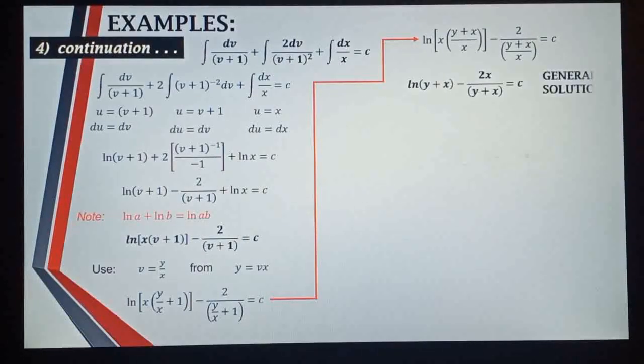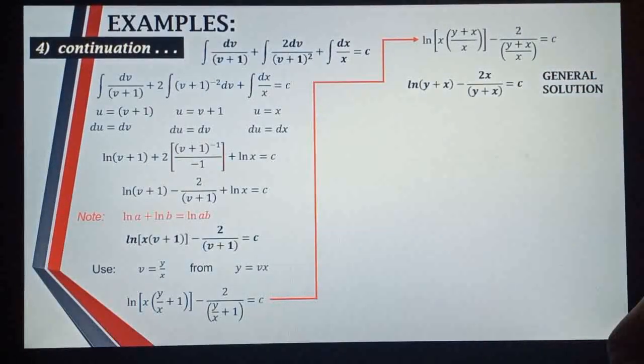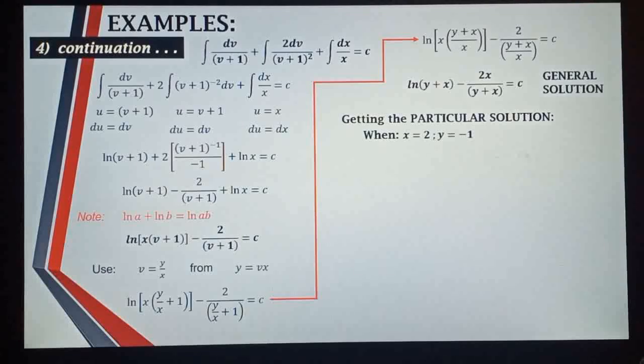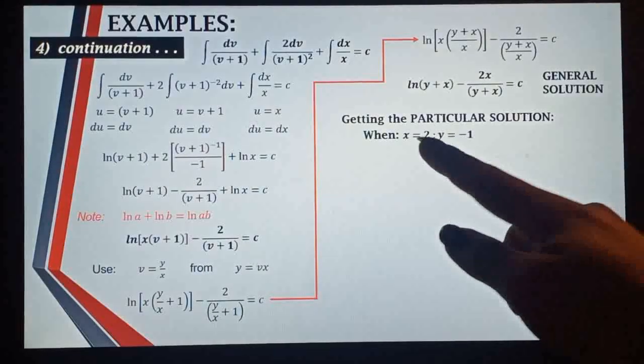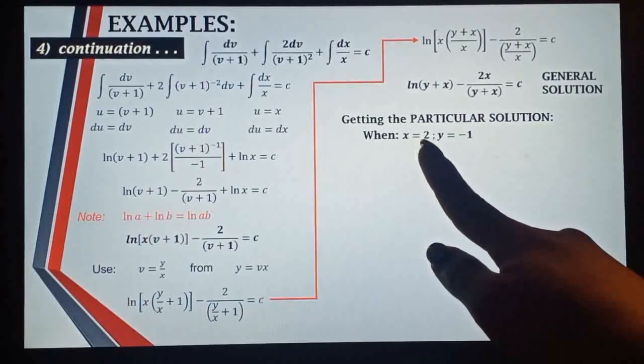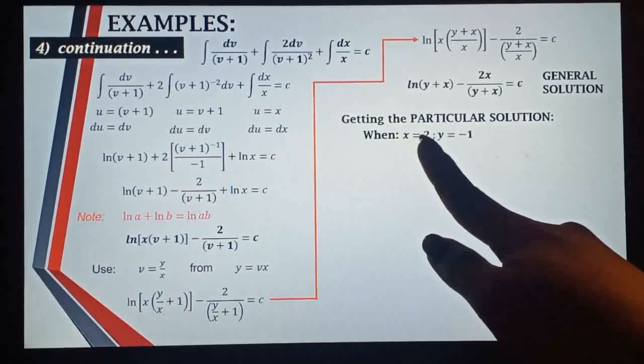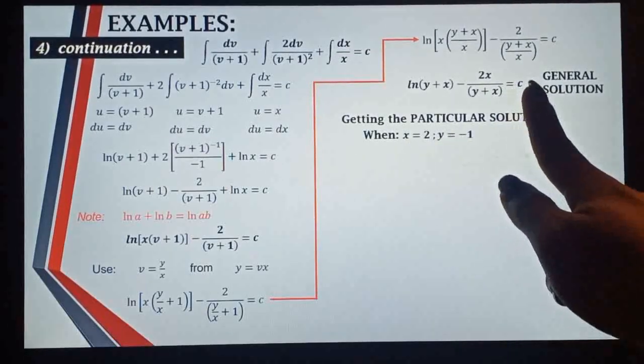Then this is your general solution since this has still the presence of your arbitrary constant c. Our target is to find the particular solution of this particular problem. So to find the particular solution, you need to substitute the value of x and the y, wherein if x is equal to 2, y is equal to negative 1. So, isa-substitute natin siya dun sa general solution to find the value of c.